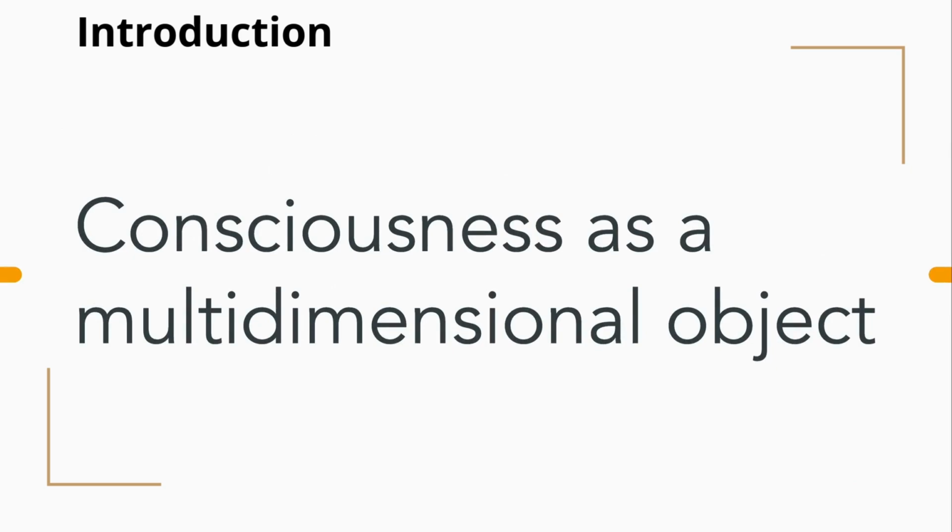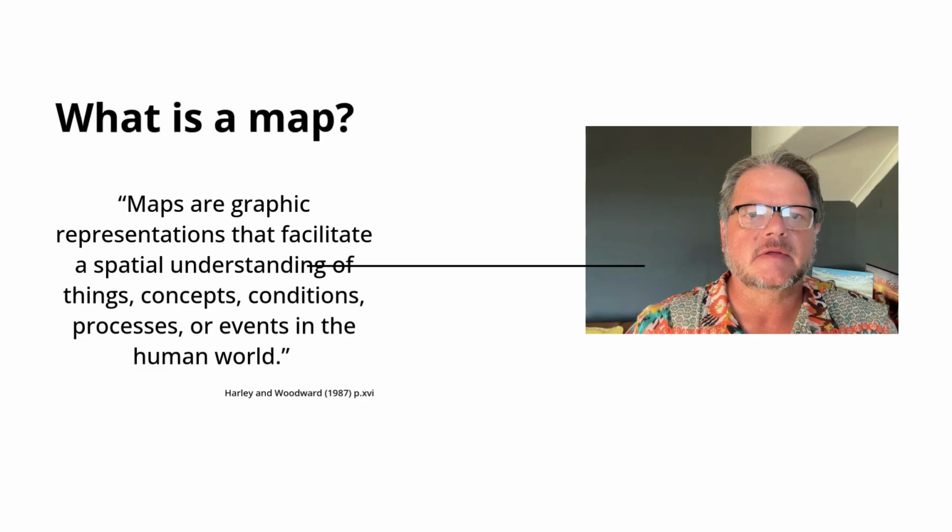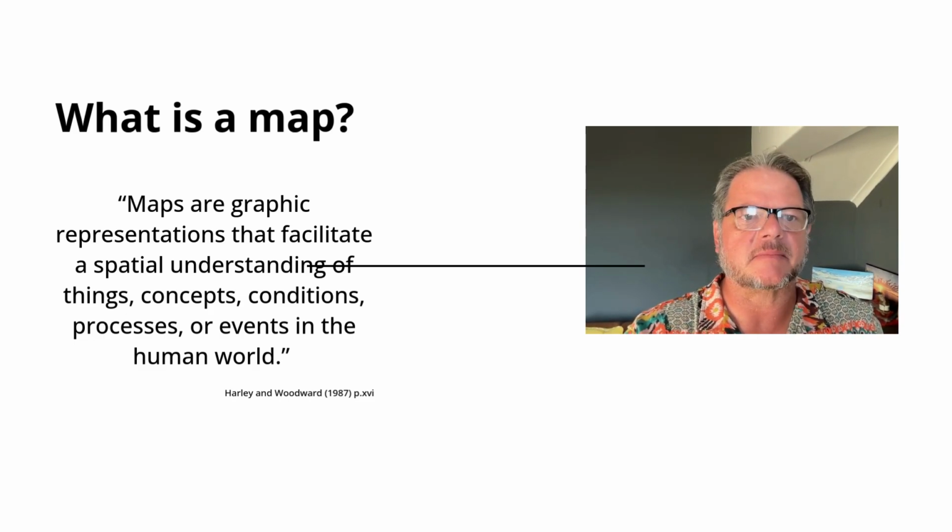We've laid the groundwork for the crux of this presentation, which is looking at consciousness as a multi-dimensional object and what those implications are. So, what is a map?